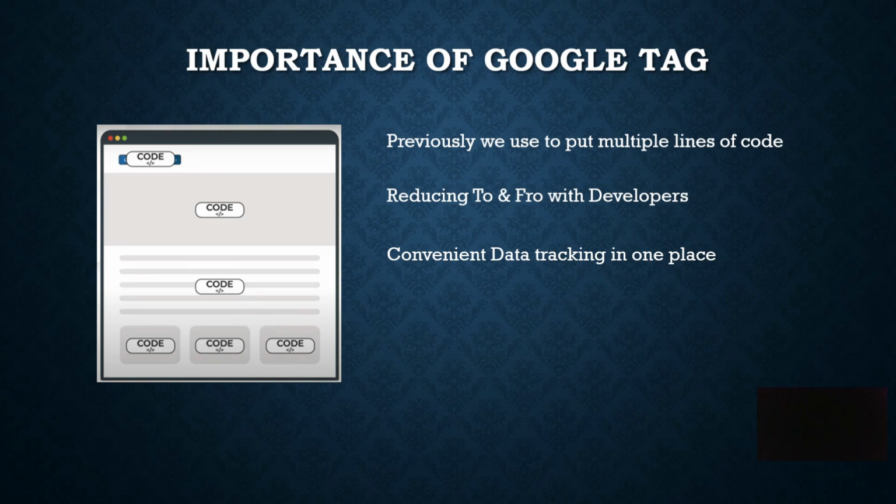Convenient data tracking in one place, as you will be putting multiple codes from GTM. Also, another feature is that it is very secure, as it's a Google property. Google Tag Manager is a Google property, and it's very easy to manage all the tags in one place. That is the best quality. So you just implement that one code and everything will be done here.